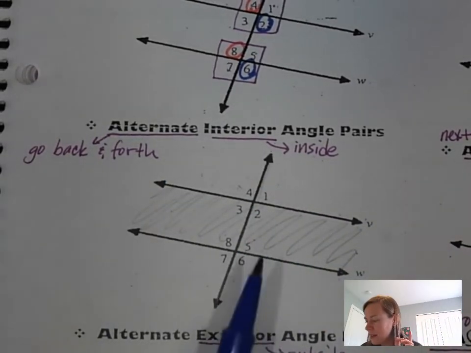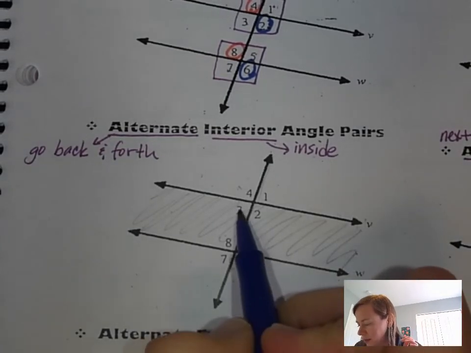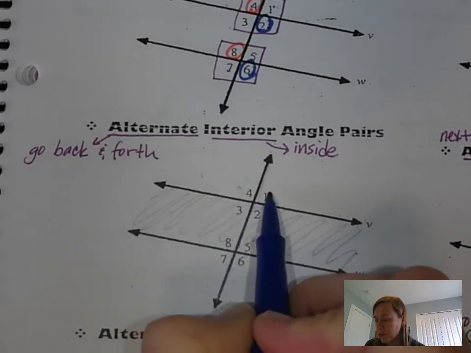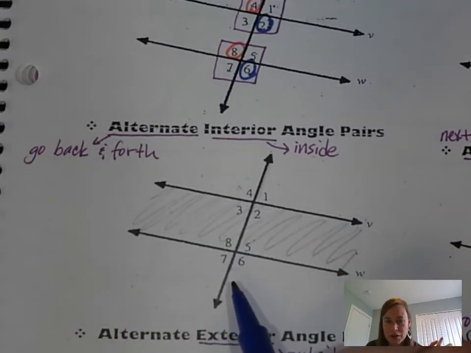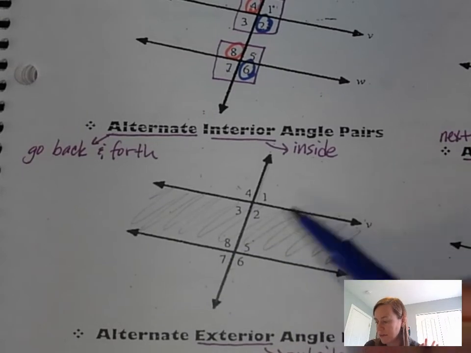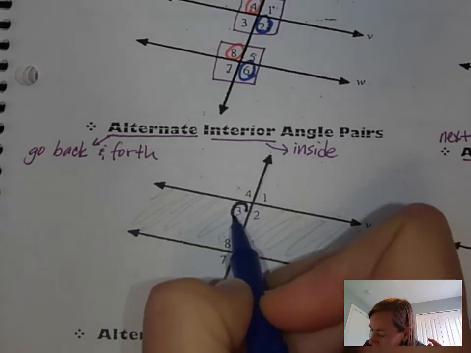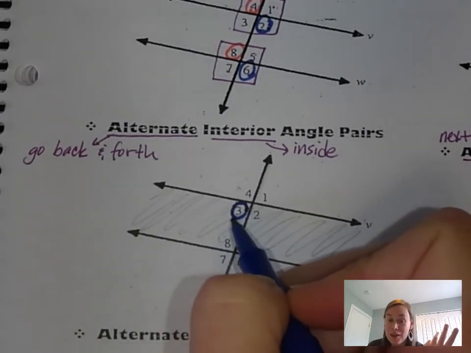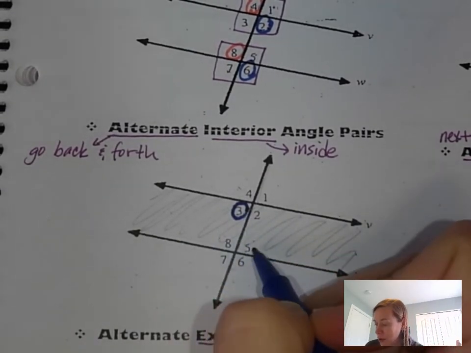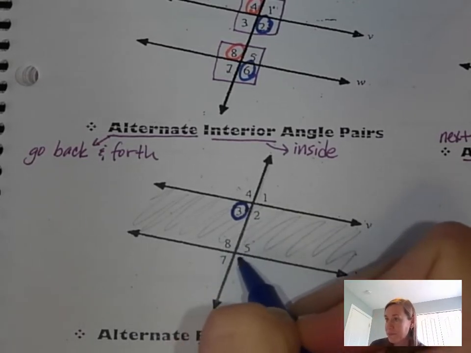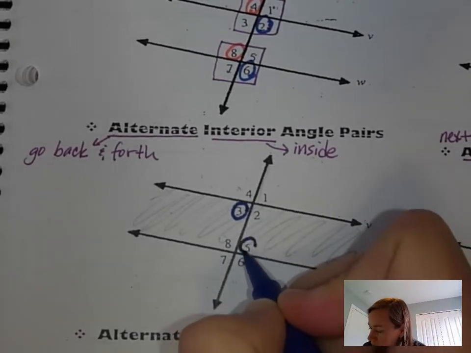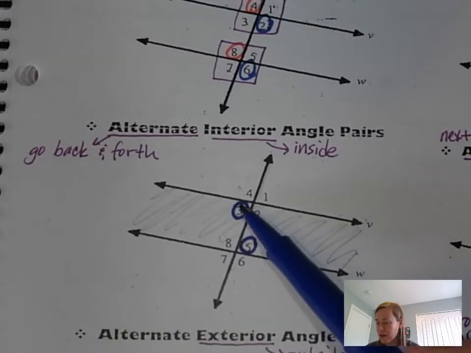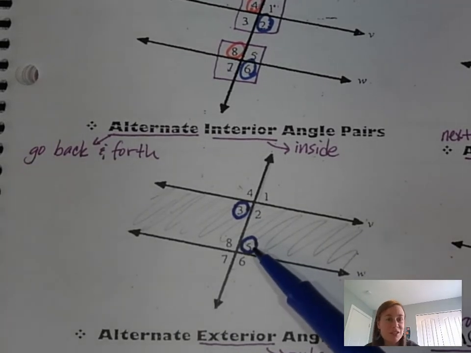So alternate interior angles. This 3, okay, first of all, we're looking for interior. So I'm not going to use the 4, the 1, the 7, or the 6. None of those are interior. We're just looking at 3, 2, 8, and 5. Okay, so we've got the 3. He's an interior angle. And now we're going to go to the other side, or the alternate side of the transversal, and we're going to go down to the other parallel line as well, and we're going to circle the 5. So the 3 and the 5 are alternate interior angles, and they would be congruent to each other.